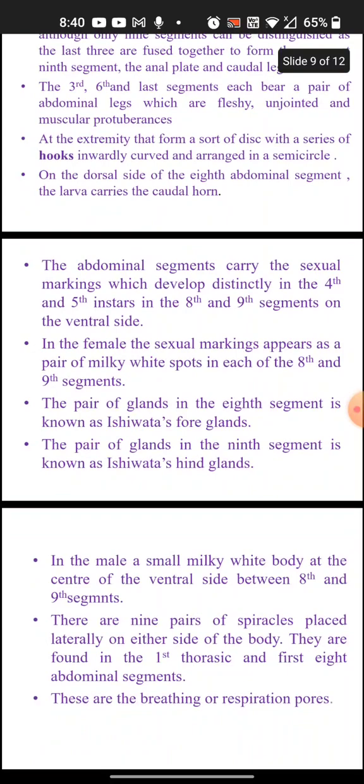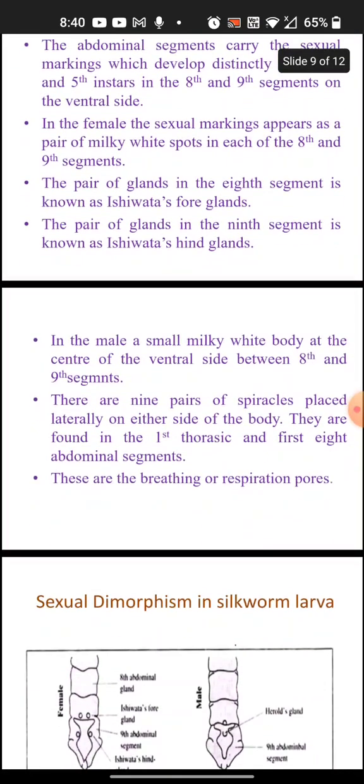The abdominal segments carry the sexual markings, which develop distinctly in the 4th and 5th instars in the 8th and 9th segments on the ventral side. In the female, the sexual markings appear as a pair of milky white spots in each of the 8th and 9th segments. The pair of glands in the 8th segment is known as Ishvata's foreglands. The pair of glands in the 9th segment is known as Ishvata's hindglands. In the male, there is a small milky white body at the center of the ventral side between the 8th and 9th segments.